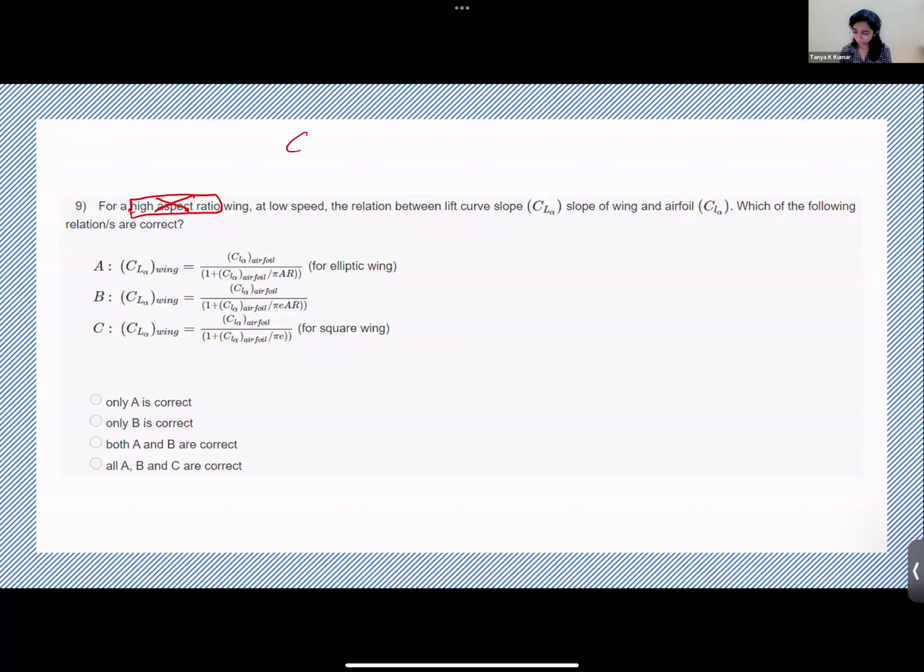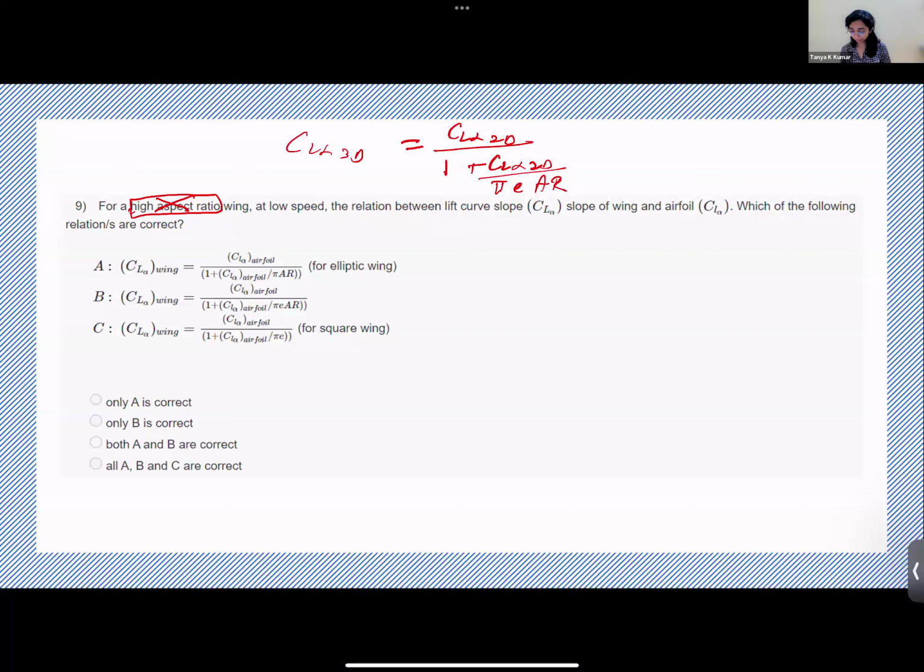So the relation for CL alpha 3D, which is the wing, and CL alpha 2D, which is CL alpha of airfoil, is CL alpha 2D by 1 plus CL alpha 2D by pi e AR. So which of the following is the right answer? A, B, C, A and B, or all A, B, C? All A, B, C.